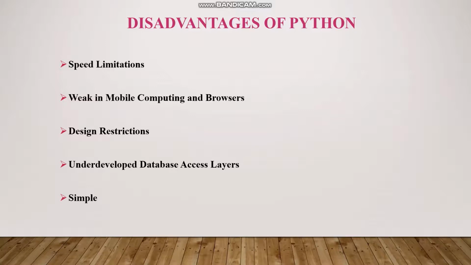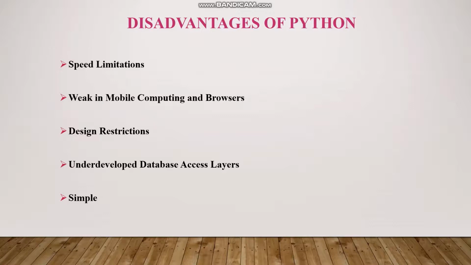Fourth disadvantage is underdeveloped database access layers. Compared to more widely used technologies like JDBC and ODBC, that is Java Database Connectivity and Open Database Connectivity, Python's database access layers are a bit underdeveloped. Consequently, it is less often applied in huge enterprises.